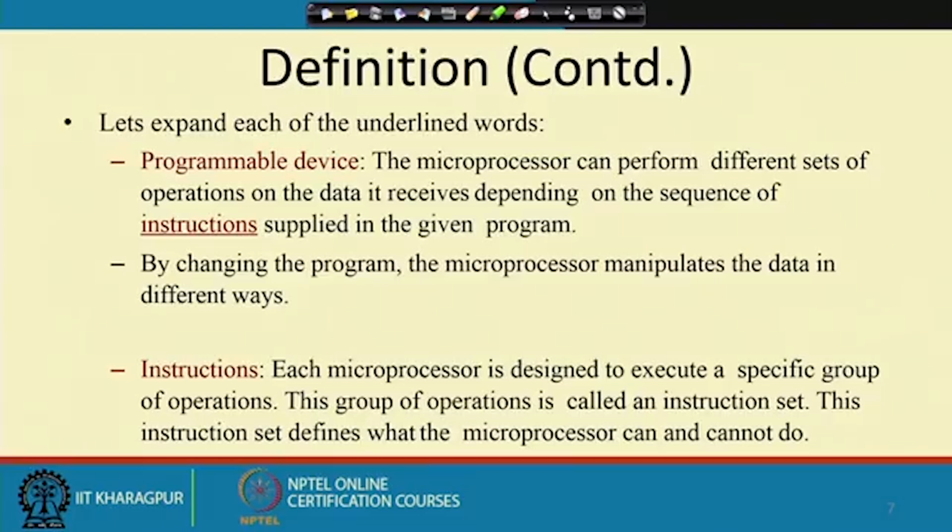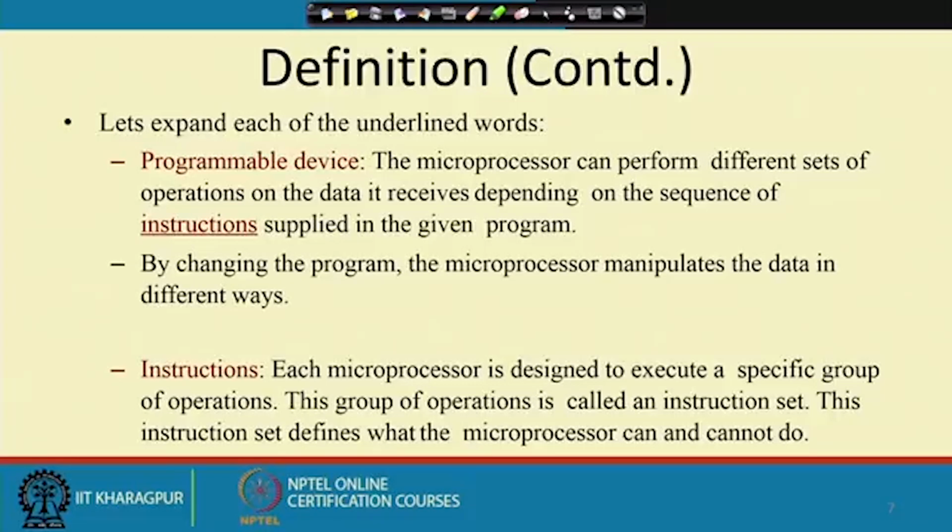Microprocessors, on the other hand, are programmable devices. They can perform different sets of operations on the data they receive depending on the sequence of instructions supplied in the given program. So, microprocessors are guided by the instructions. Almost all the microprocessors will have a reset pin, and if you reset that microprocessor, it will start looking into the memory from a fixed address, and from that address it will expect that there will be an instruction. So, it will take that instruction, execute it, then it will update its program counter type of register, so that it points to the next instruction, and that way it will go on.